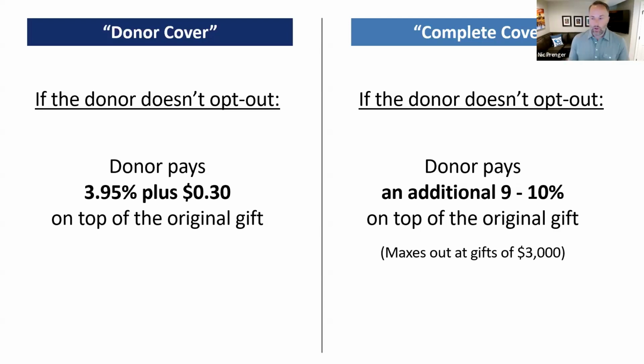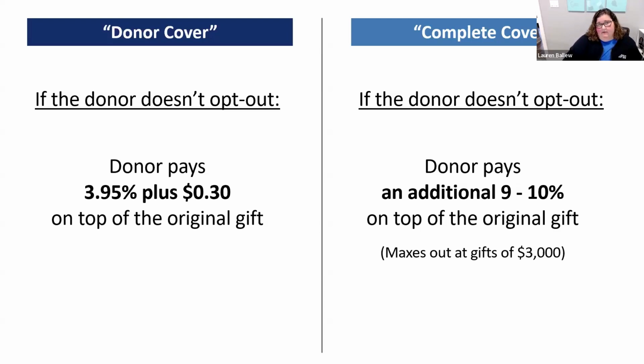So donor cover is 3.95% plus 30 cents. Complete cover is going to be 9 to 10%. Now, Lauren, that's not written anywhere, right? It really could be anything that they're putting in front of them, but we keep trying it. Yes, the 9 to 10 is an average.